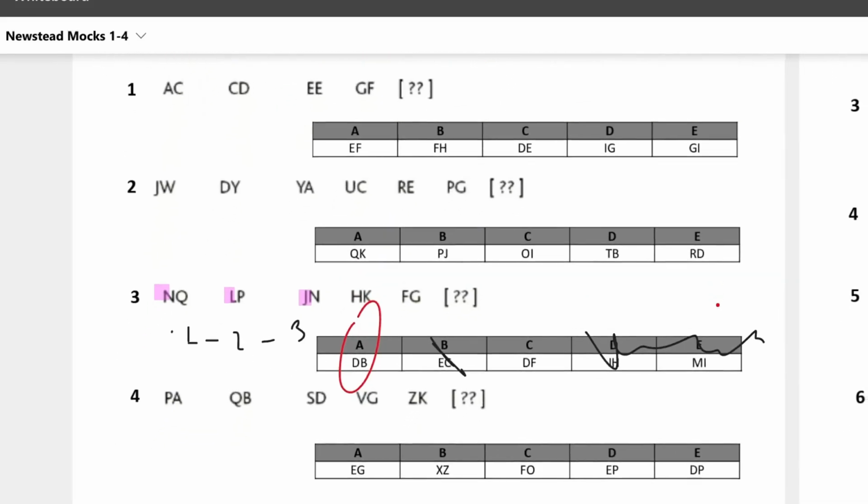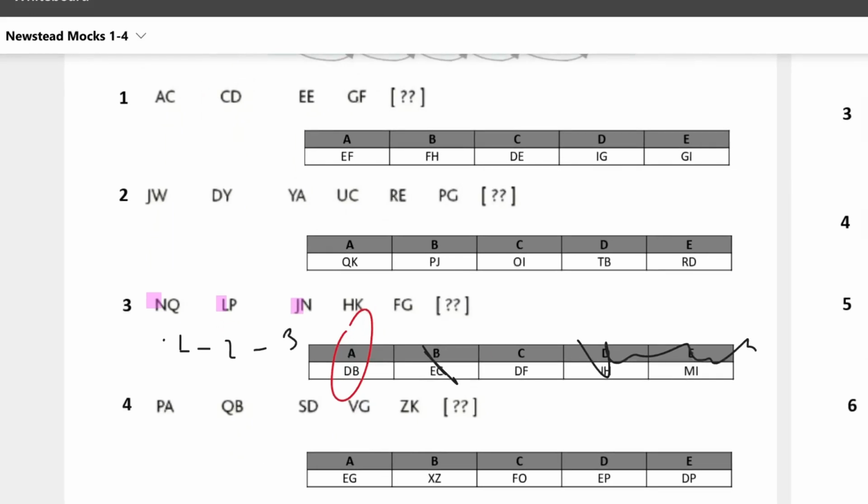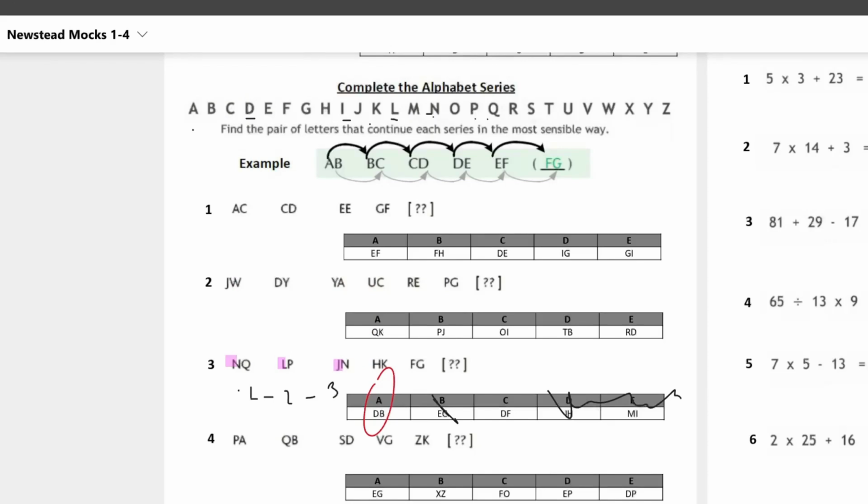Question number 4, we have P, Q, S, V, Z. And I'm just going to scroll out so we can see the alphabet as well. P, Q, S, V. It seems like we're going to add 1, add 2, etc. Add to V, so 1, 2, 3, V to Z is 1, 2, 3, 4. Then we're going to add 1, 2, 3, 4, 5, which means we get E at the beginning, which means we can cross out these.